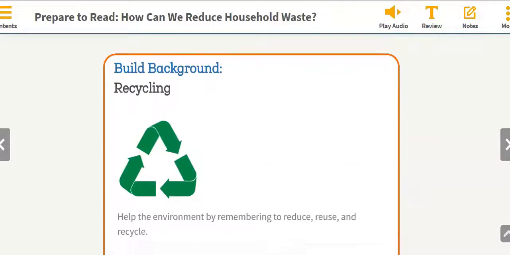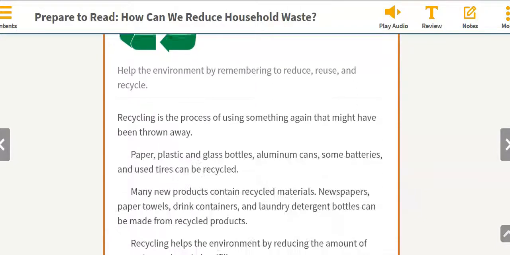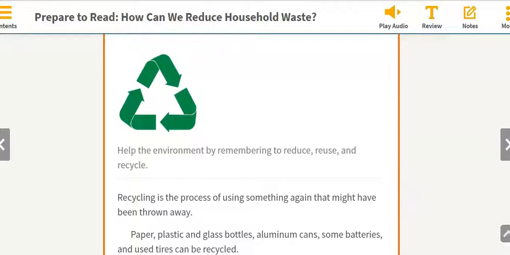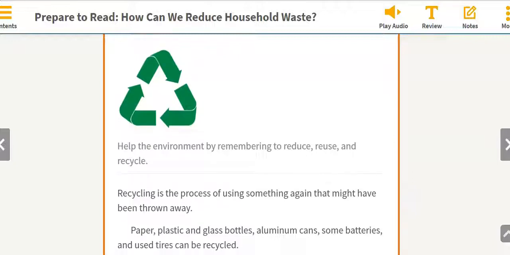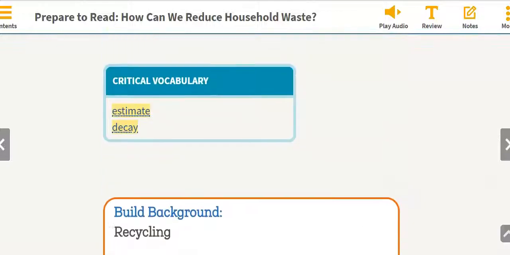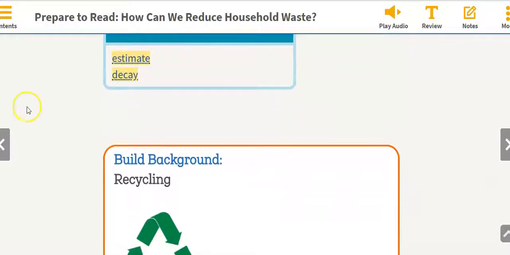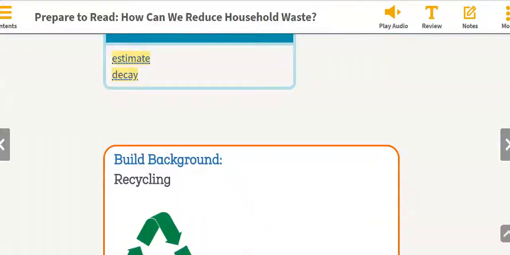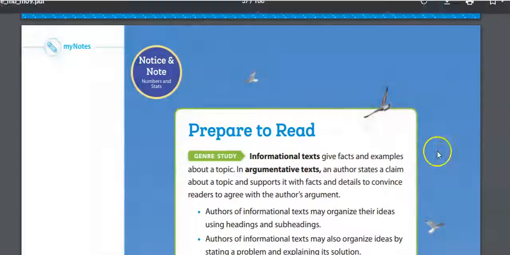And then you will go down here to building more background knowledge. We're going to look at that here in a little bit, but I'm going to go through a slide with you about recycling. However, you can read it again on your own on our website. Now, if you're not working on the website and you're working out of your textbook, which I know some of you are, it is going to look like this.